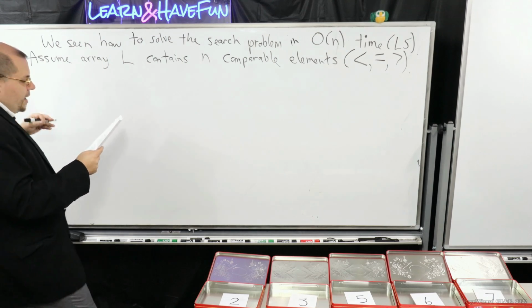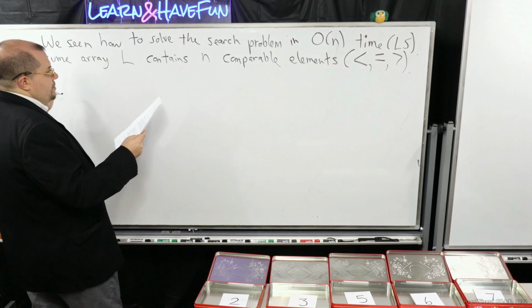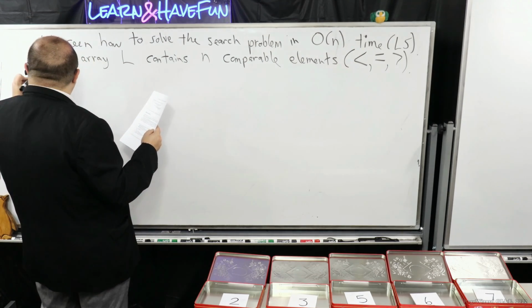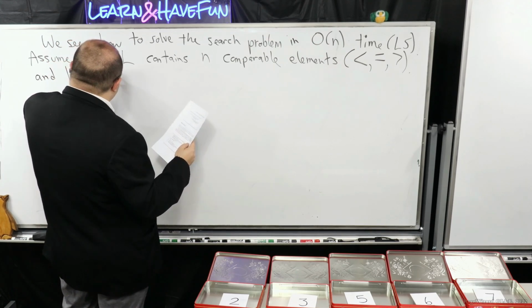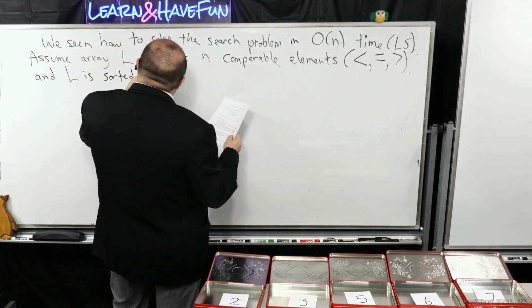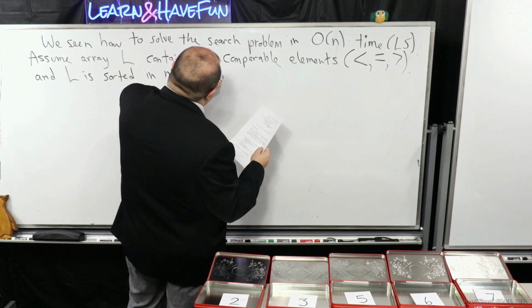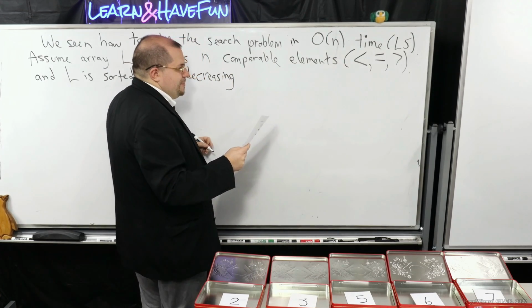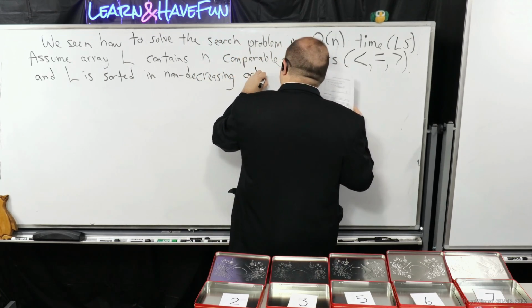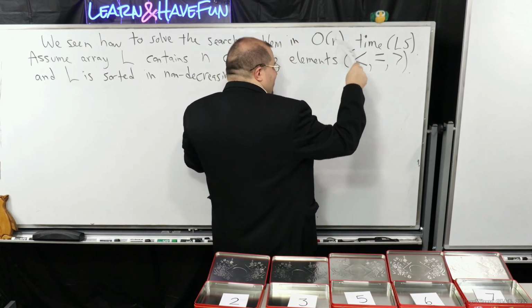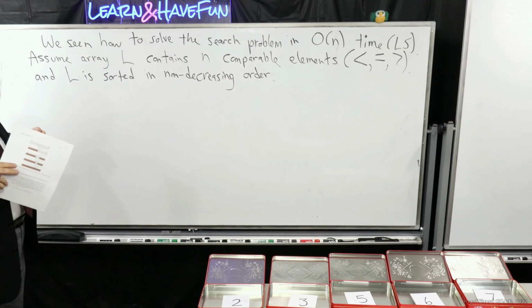Anyways, if you know it has n comparable elements and L is sorted in non-decreasing order, keep in mind this is a rather loose constraint. You can always do the same thing but backwards if you need to. Note that if it's comparable, you could easily just flip these signs and change the ordering. I'll let you think about that.